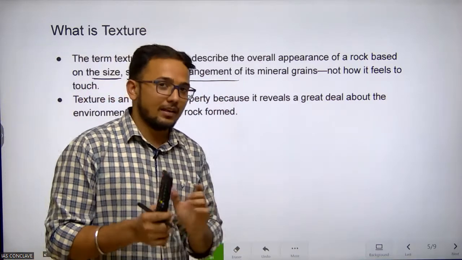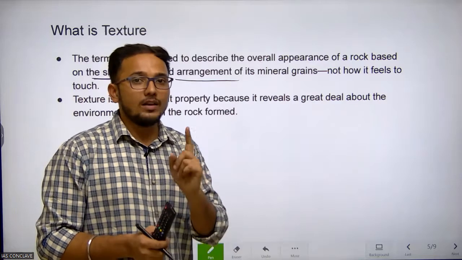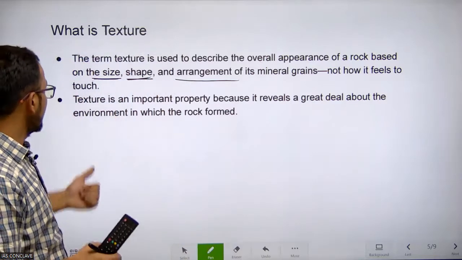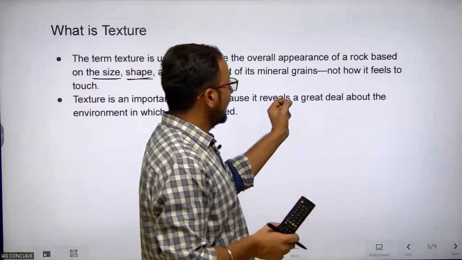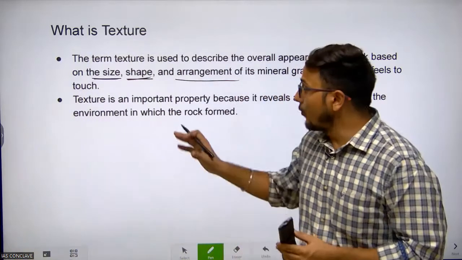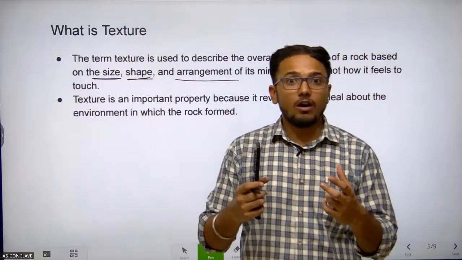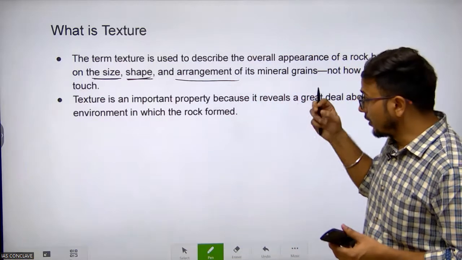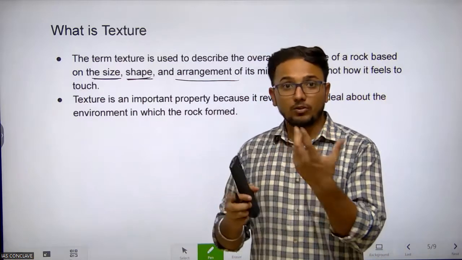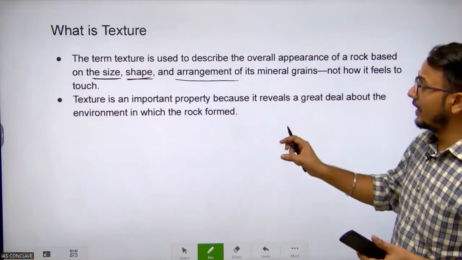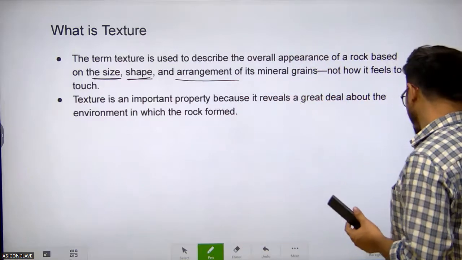What can they tell us? This is the answer. Texture is an important property because it reveals a great deal about the environment in which the rock forms, whether it formed in an intrusive process or an extrusive process. So this is how we can reveal the environment.